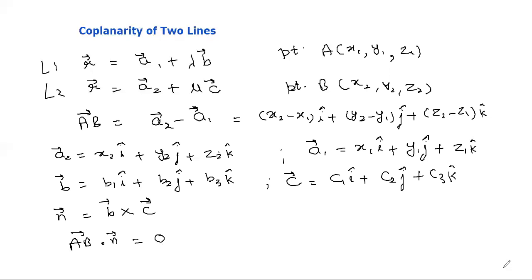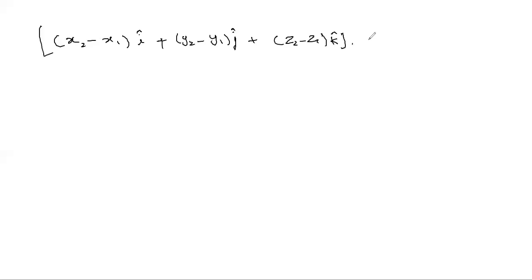This dot product of AB and n may be found by the dot product between (x2 minus x1)i plus (y2 minus y1)j plus (z2 minus z1)k, and the normal vector n, which is simply the cross product of vector B and vector C. This needs to be 0.